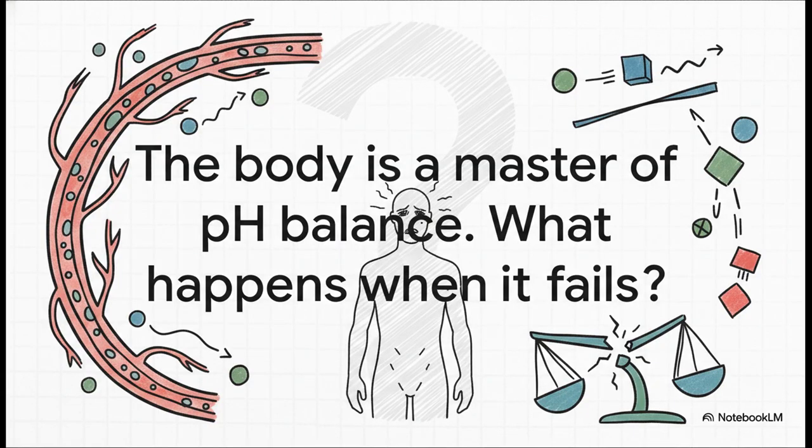And all of this science, it brings us back to one final fascinating thought. Your own body, especially your blood, is an incredible pH balancing machine. It uses these complex buffer systems to keep your blood at a precise pH of about 7.4. It is an absolute master of this chemical balancing act. So the big question to leave you with is this: what happens to our health when that delicate internal balance fails?